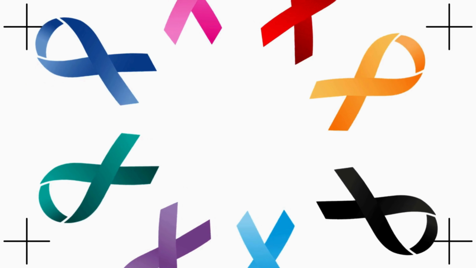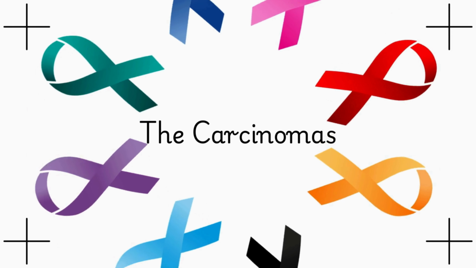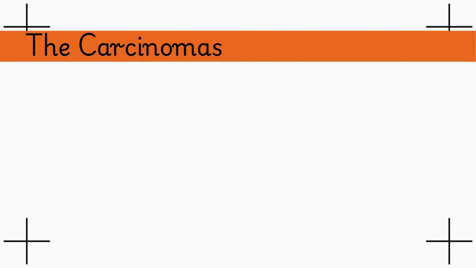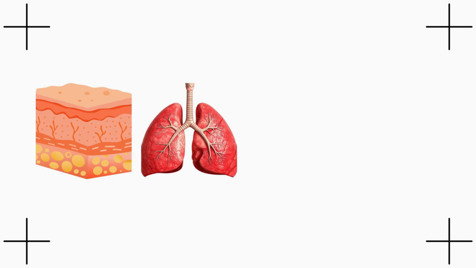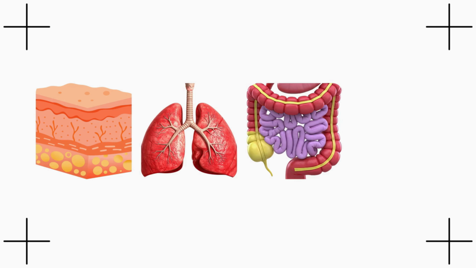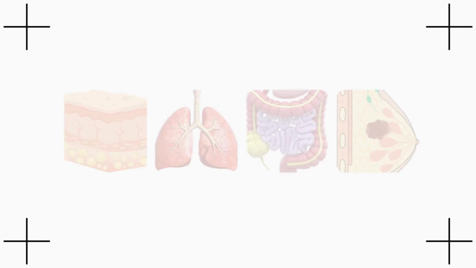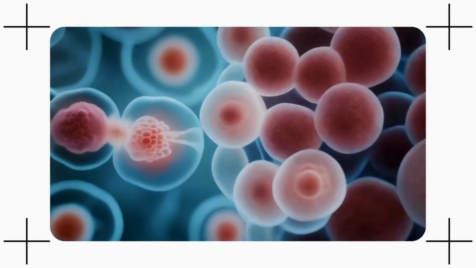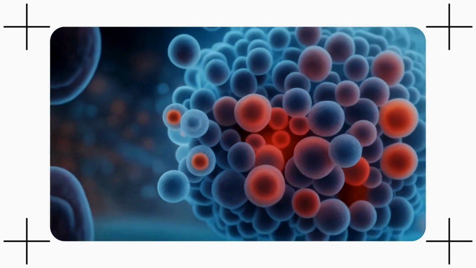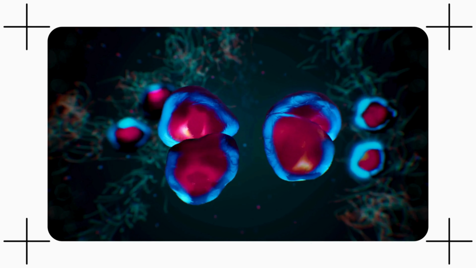Group 1, the carcinomas. Remember, this is nearly 90% of all cancer cases. So why are they so common? Because they begin in the tissues that cover and line our bodies. The skin, the lining of the lungs, the lining of the digestive tract, the lining of the breast. These are tissues constantly exposed to the outside world, constantly renewing themselves, constantly dividing. And the more cells divide, the more chances there are for mistakes. Within this massive group, 4 cancers stand out.